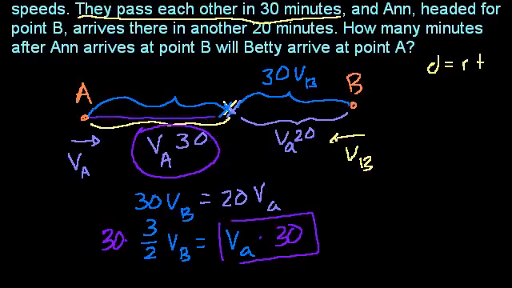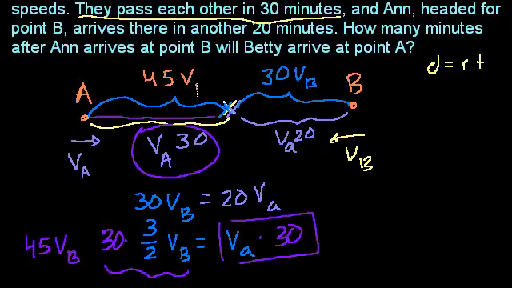It took her 30 minutes to travel that far. So this is the same distance expressed in Betty's velocity. So 30 times 3 is 90, divided by 2 is 45. So it's 45 VB. So this distance up here is 45 VB. Distance is equal to rate times time, so this is how many minutes it took Betty to travel this distance.